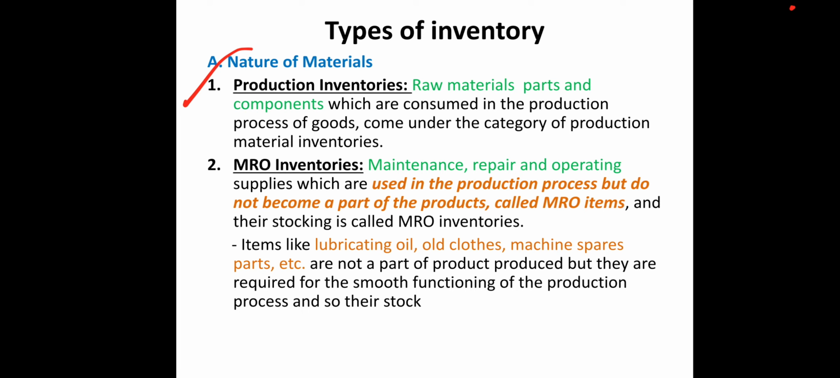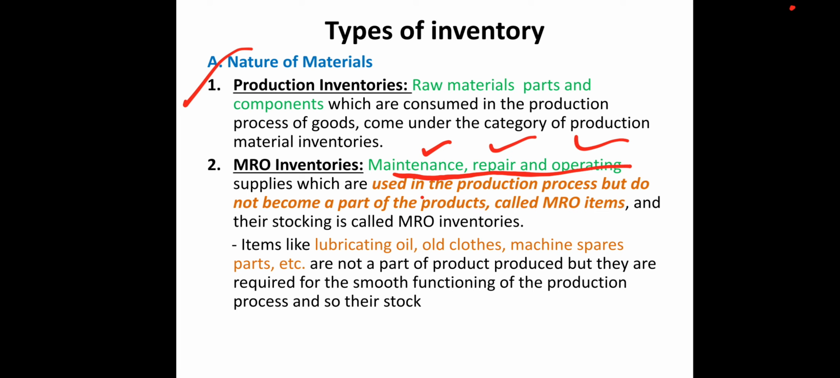Then MRO inventories. What is meant by MRO inventories? MRO inventories means maintenance, repair and operating inventories. Whatever material is required for maintenance, repair or operating comes under the MRO inventories. Supplies which are used in the production process but do not become a part of the products are called MRO items. In other words, we can also call them indirect inventory, or indirect material inventory.